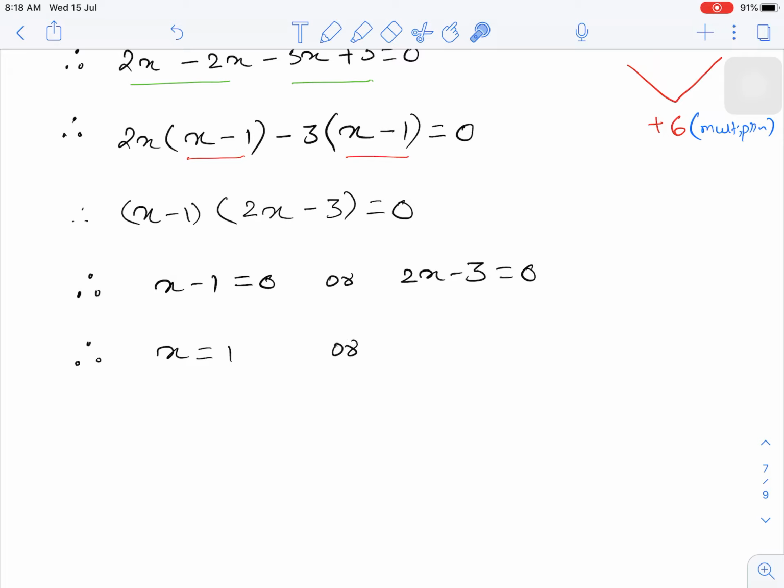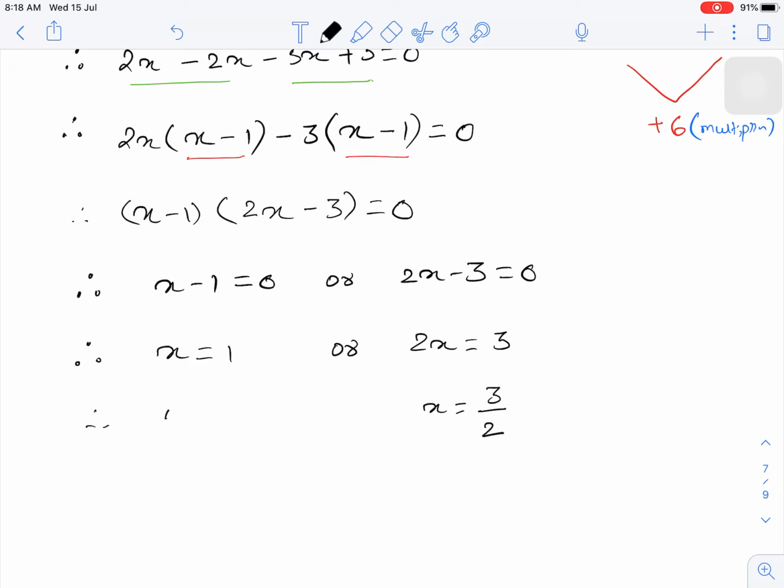Now here what we are going to do, let us change the side of this minus 3. So what you will get, 2x equals to 3. Then now we don't want this 2 with x. If you are changing its side, here it is multiplying, here it will divide. So what you will get, x equals to 3 upon 2.